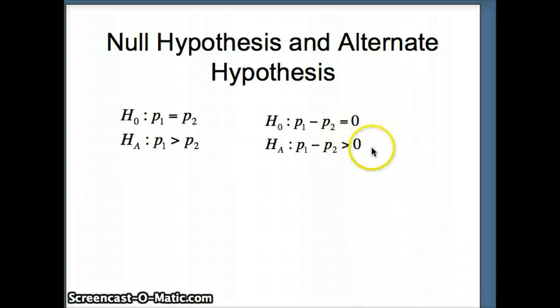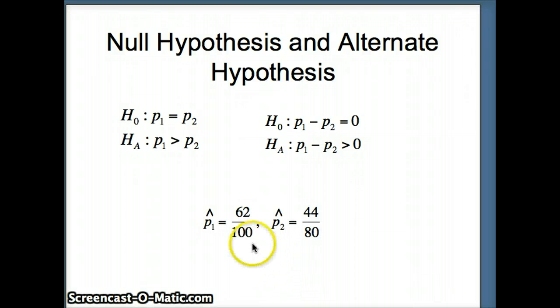And most statistics books require us to think about it from this perspective. Here's some data we're going to use. Our first sample of 100 items, we had 62 successes. Our second sample had 80 items, we had 44 successes. Can we conclude the first sample comes from a population with a larger overall proportion than does the second?